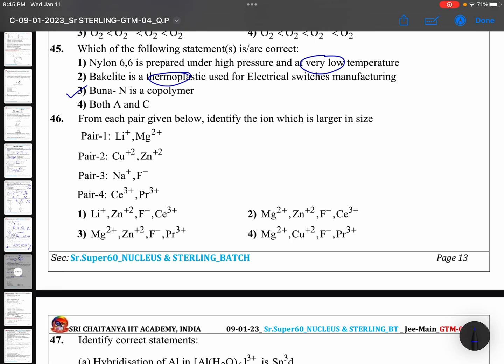Buna N, Buna S, all these are known to you. Now how are they going to be prepared? Buna S rubber, Buna N rubber, what is chloroprene, what is neoprene, all these you need to remember.